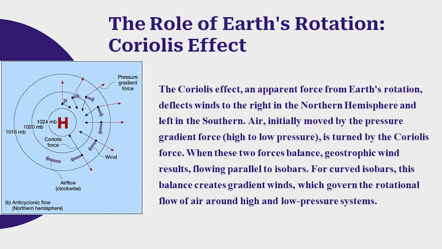Air is initially moved by the pressure gradient force, from high to low pressure. Okay, then it is deflected by the Coriolis effect. When these two forces balance, geostrophic wind results, flowing parallel to isobars. For curved isobars, this balance creates gradient winds, which govern the rotational flow of air around high and low pressure systems.